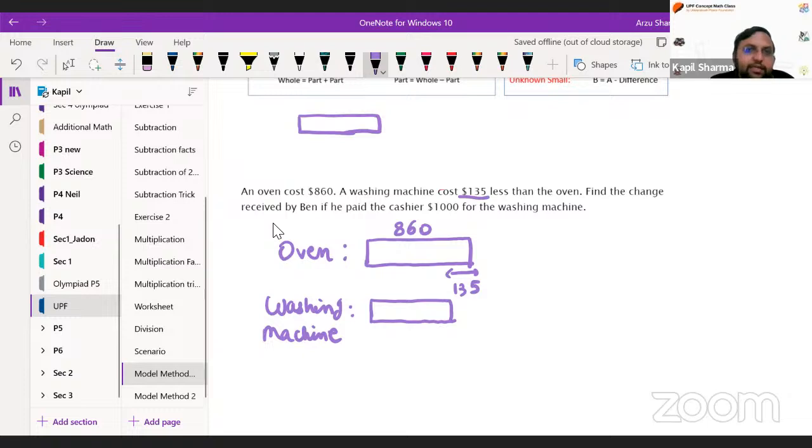So can you guys find the cost of the washing machine? Yes, what is the cost of the washing machine? Parth, where were you? Quickly. So 135 less than 860. Yes, Yashika. Yeah, correct. So 725. That means this represents 725.